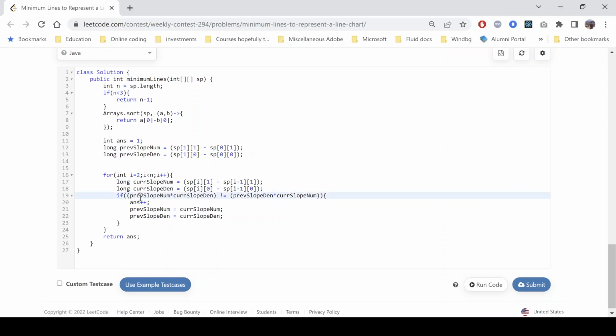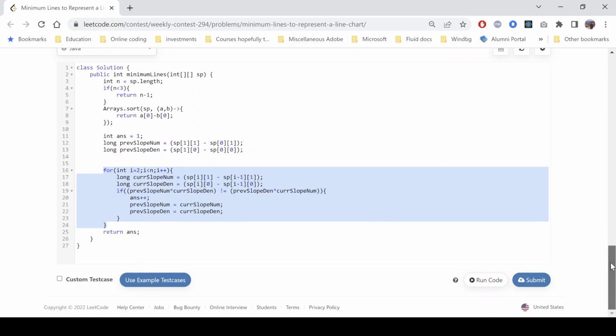So previous slope numerator into current slope denominator, and if this is not equal to previous slope denominator into current slope numerator, we increment our answer, because that means the slope is not equal. We increment our answer and we update the previous slope numerator and previous slope denominator, because we'll be needing these two points in the next iteration, and we are good to go. We just return the final answer, and yeah, that gives us the expected one.